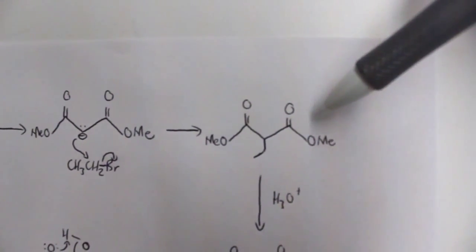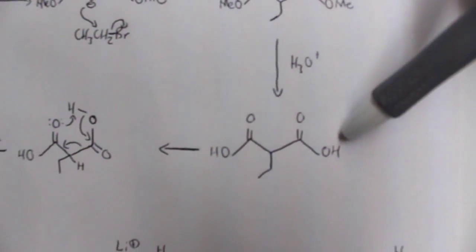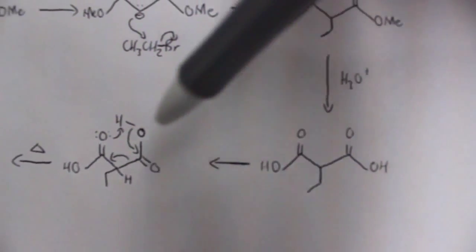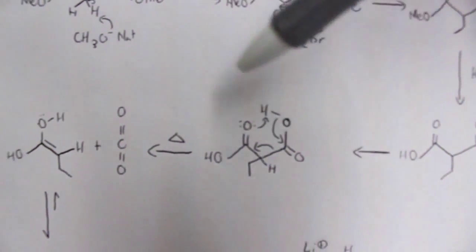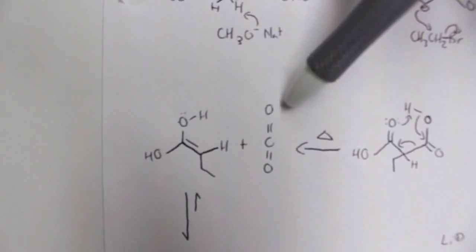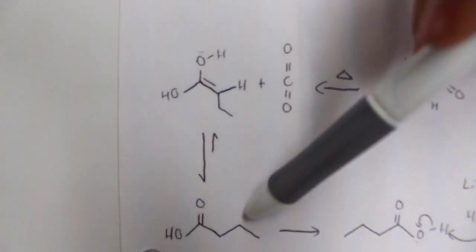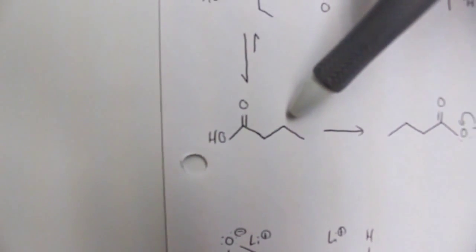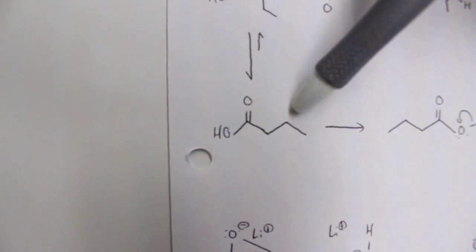Then 2 carboxylic acids are formed after hydrolysis, which then undergo decarboxylation under heat to form an enol and carbon dioxide. Because the enol isn't stable, it tautomerizes back to the carboxylic acid. The last step for making an alcohol is to reduce the carboxylic acid.